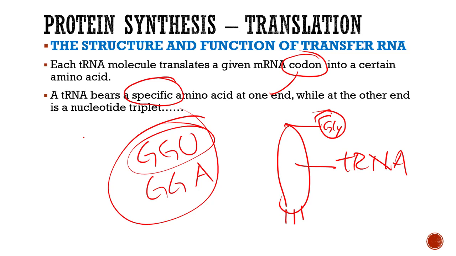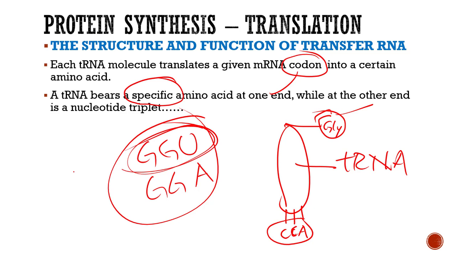So let's say it is this one. So it will be CCA. So this is the anticodon because it is carrying glycine. So this CCA will attach to this particular codon in the messenger RNA.